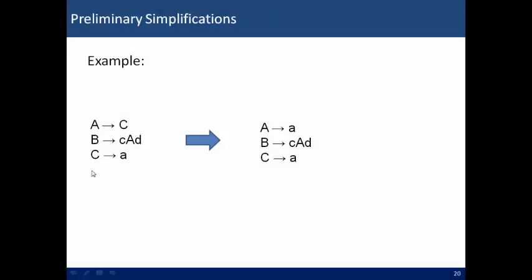Here is a production having a unit production A tells to C. So after adding the production A tells to alpha, where C tells to alpha is present in the grammar, we can remove the unit production A tells to C, and the final grammar is without unit productions.